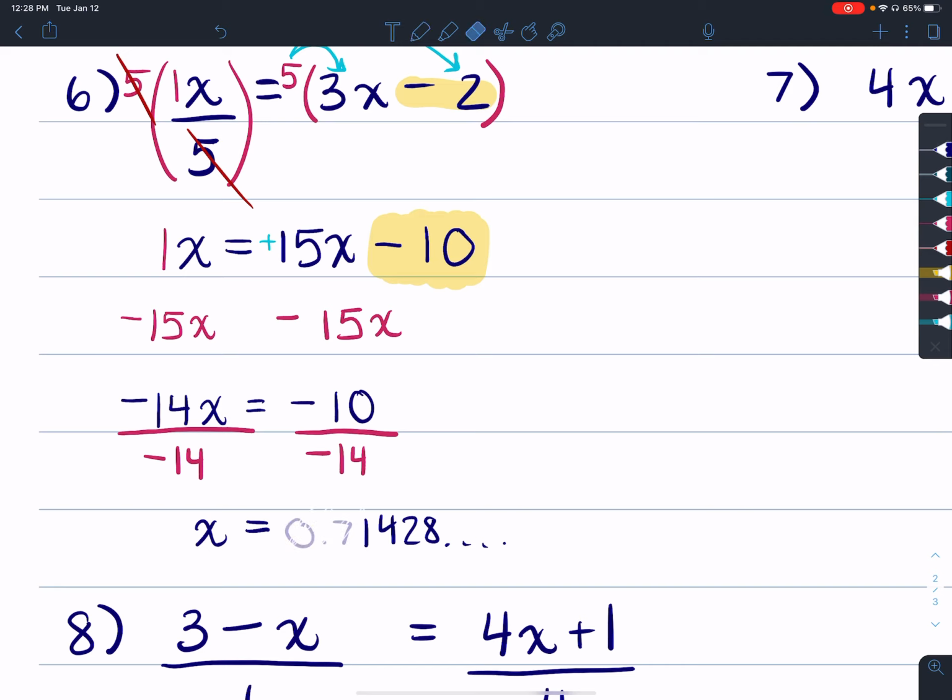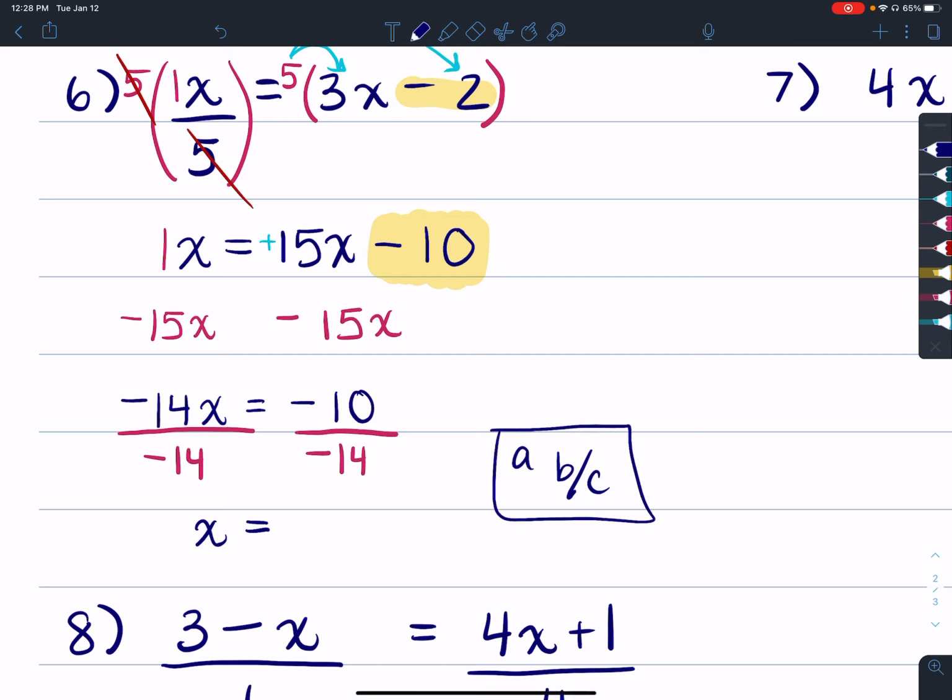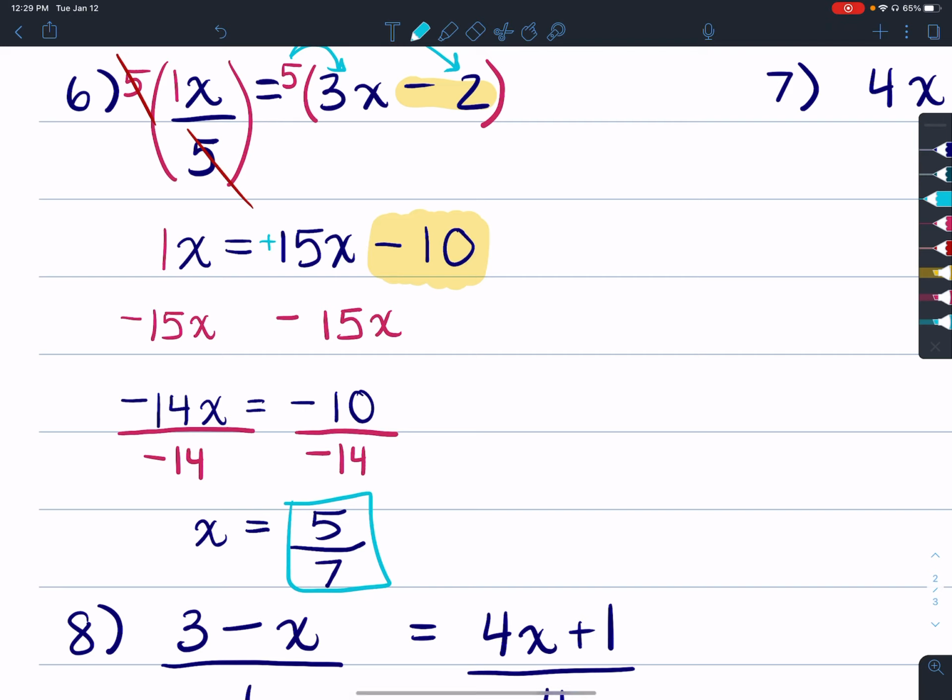So what you can do is, if you get that number, press the button on your calculator that says a b over c, something like that. It's the fraction button, and that will turn your ugly decimal number into a nice fraction of 5 over 7. That's your answer.